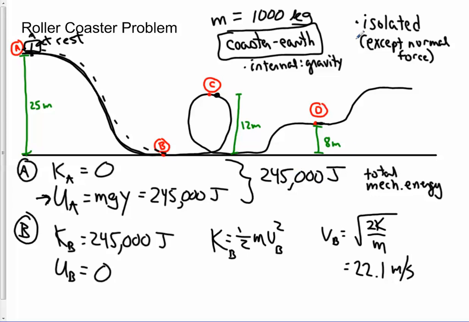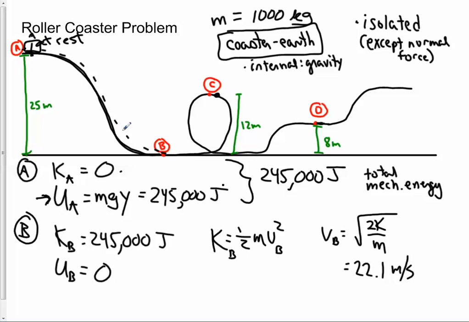Now, again, because of conservation of mechanical energy, that can't change. The roller coaster-Earth system has to have 245,000 joules of mechanical energy for this whole trip. It's just that it won't be split up in this way. It won't be zero kinetic and all potential.